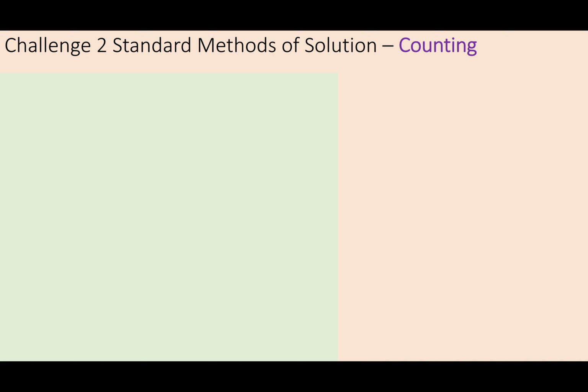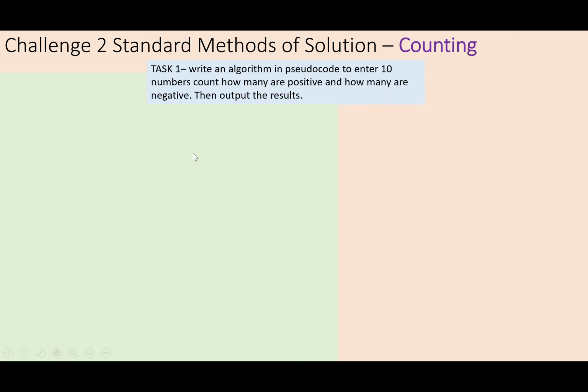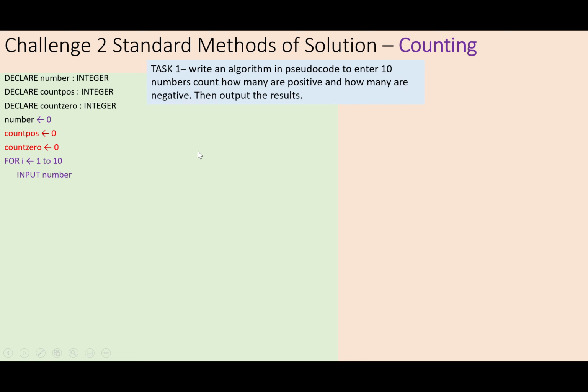Okay, so we've got challenge 2 now. Write an algorithm in pseudocode, enter 10 numbers, count how many are positive, how many are negative, and then output the results. So you don't have to do this one if you've done challenge 1. You may have decided to have a go at this one. So I'm just going to pop the algorithm up here. So hopefully you paused the video in time before I did that.